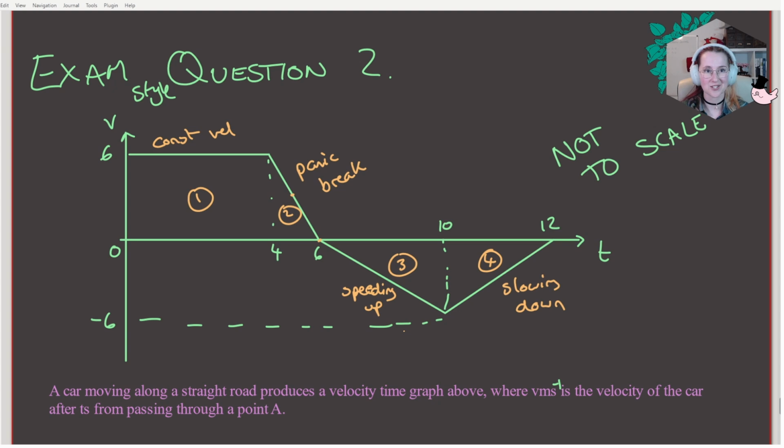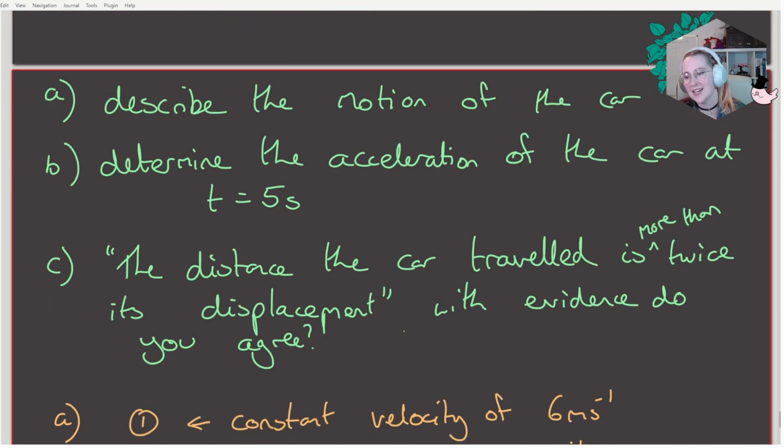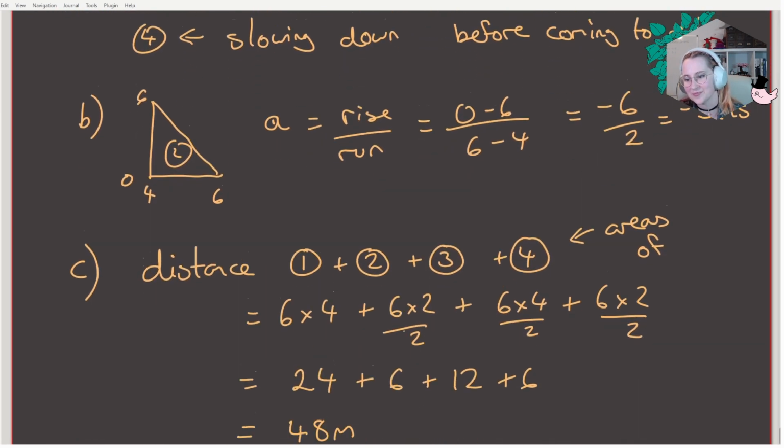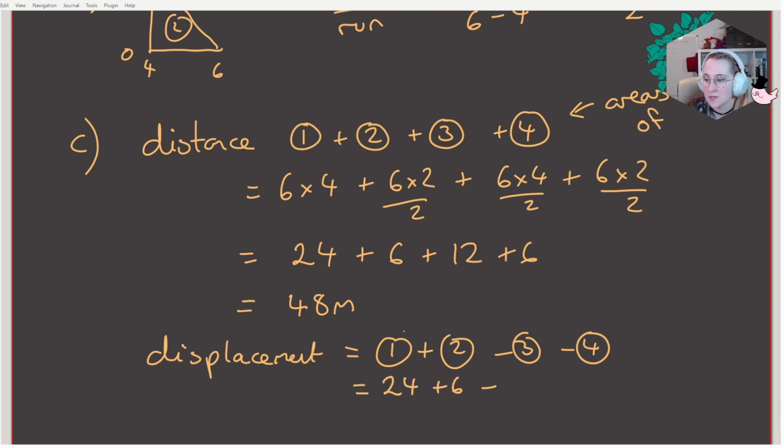Okay, so on this question, we've got velocity in the positive direction and then velocity in the negative direction. So we need to take that value into account, whereas before I was just doing the sizes of things. So 3 and 4 are now negative areas because they're underneath the x-axis. Massless car has been compressed into a point. Exactly. So we can use the thing above, but now we're doing 1 plus 2 minus 3 minus 4 because the 3 and 4 are in the negative quadrant. So we get 24 plus 6 minus 12 minus 6, which is 12.